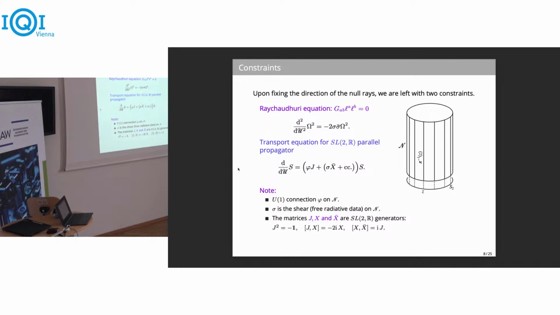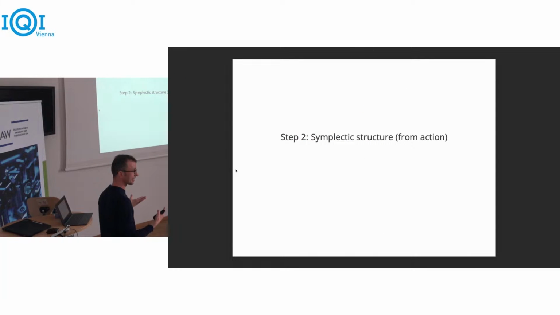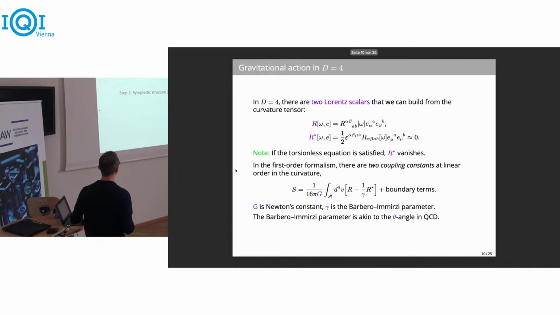So there's a U1 degrees of freedom that rotate your frame fields. Then there's an SL2R that encodes the shape degrees of freedom. And then there's a conformal factor that determines the size of the metric at the null boundary, the overall scale. And so phi and sigma are fields on the null boundary, and J, X, and X bar are matrices, just the generators of SL2R. But it's not enough structure, a phase space, algebra of observables, to then speak about quantum theory.